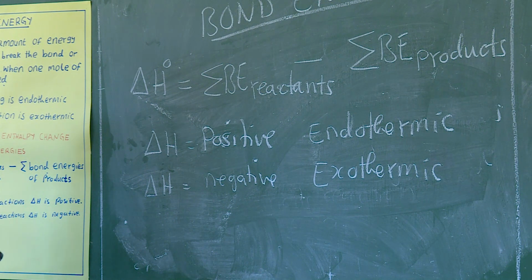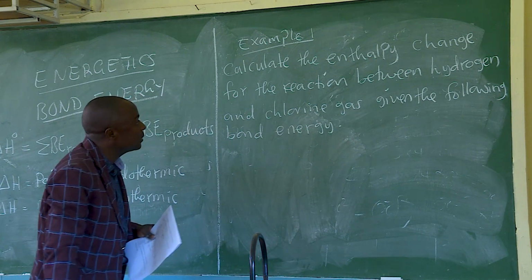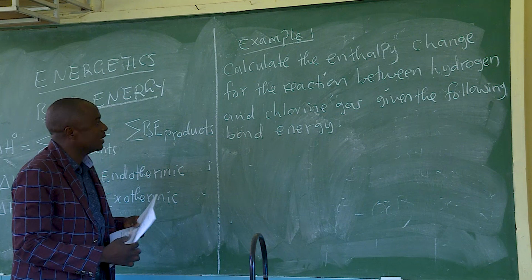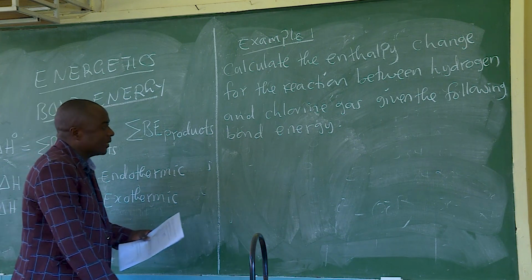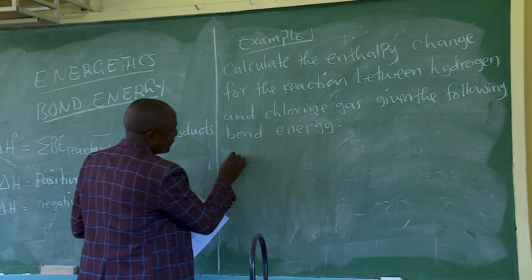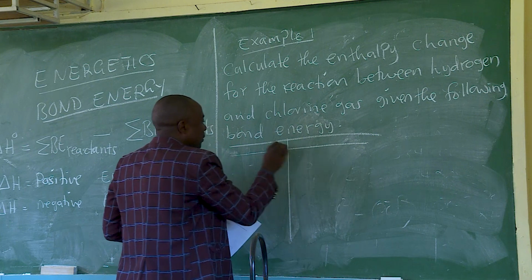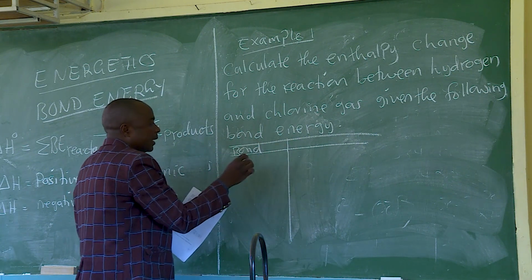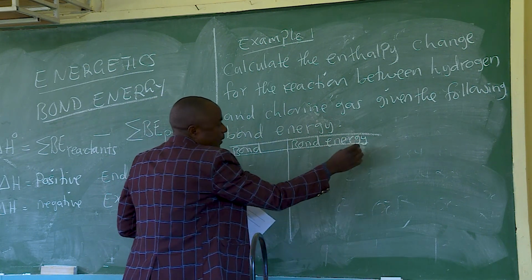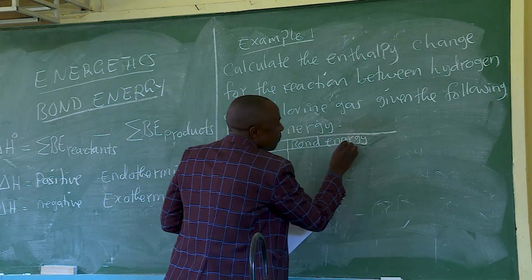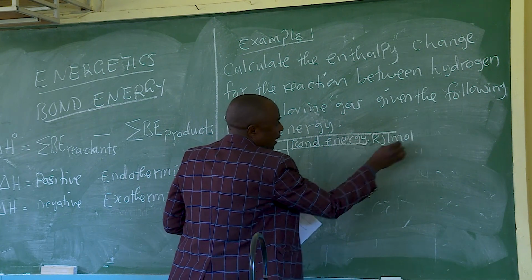Let's look at an example using this formula. Calculate the enthalpy change for the reaction between hydrogen and chlorine gas given the following bond energies. So what are the bond values that we have? We can write this. We have the bond here, and we have bond energy. This bond energy is in kilojoules per mole.